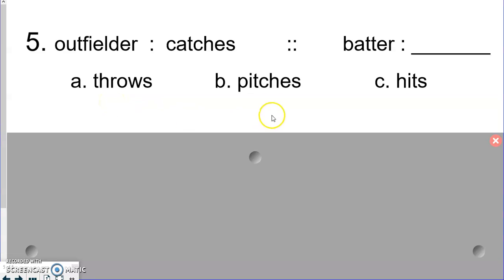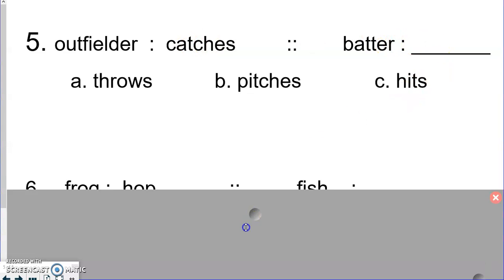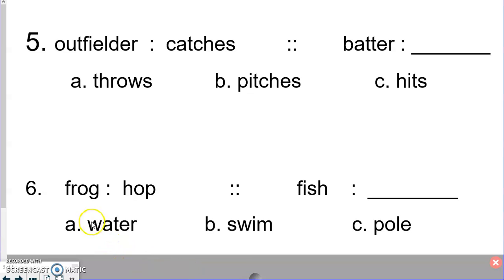Show me a 1 for A, a 2 for B, or a 3 for C. All right, I hope you're showing a 3 for C, hits, because that's a correct answer. An outfielder catches and a batter hits. All right, let's do one more.